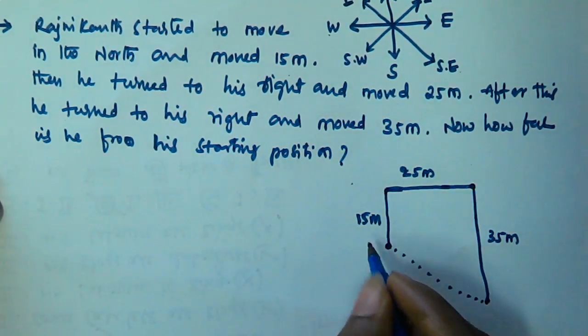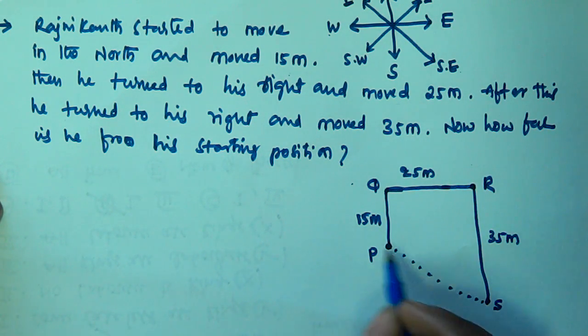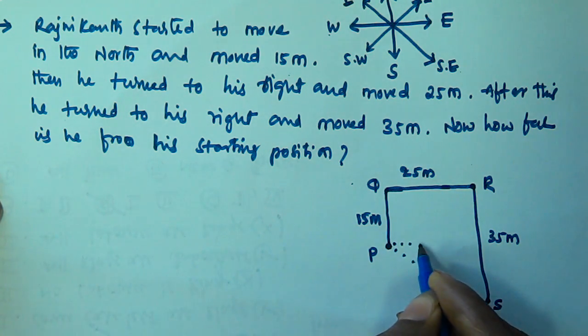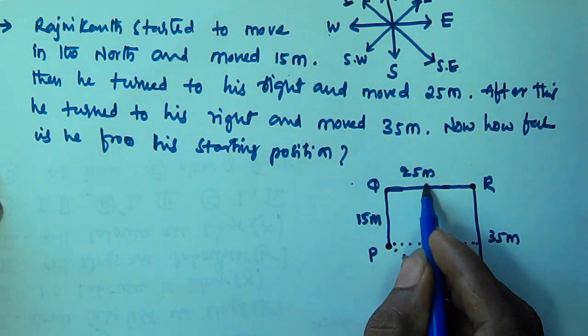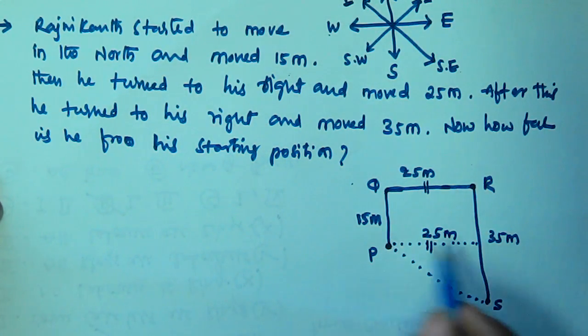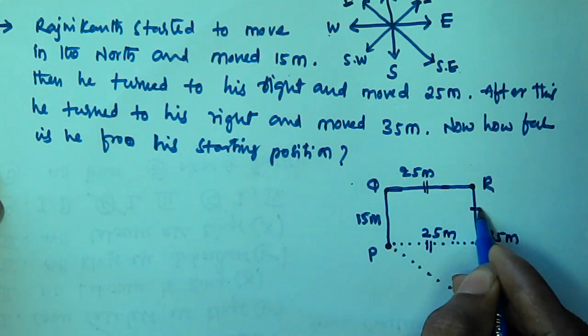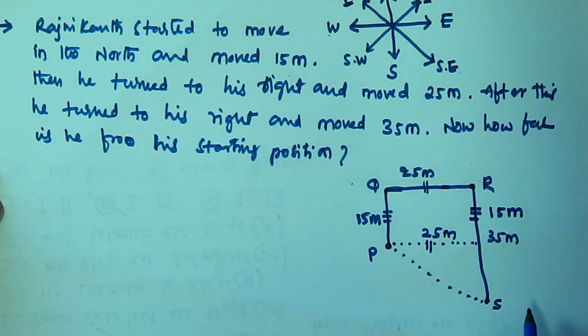So let us assume these points are P, Q, R, and this is the S point. If this one is 15 meters, I draw a line from here to here. This is going to be 25 meters, because this side is 25 meters. The corresponding part here is also 15 meters. From R to S he traveled 35 meters, and this part is 15 meters, so this one is going to be 20 meters.